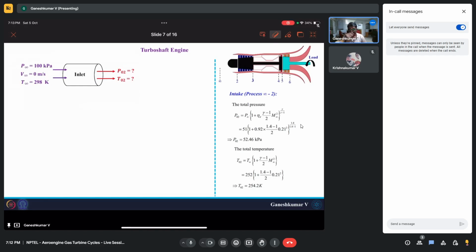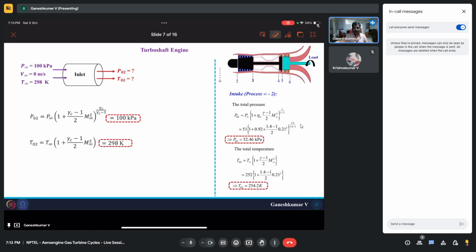So for the intake or inlet, the air enters at a pressure and temperature of 100 kilopascal and 298 Kelvin, and the engine is moving at 0 meters per second. So the total pressure and total temperature are not going to change. They remain the same at 100 kilopascals and 298 Kelvin. This we all know because it's in ground condition, so there is not much calculation that we need to do for the intake.